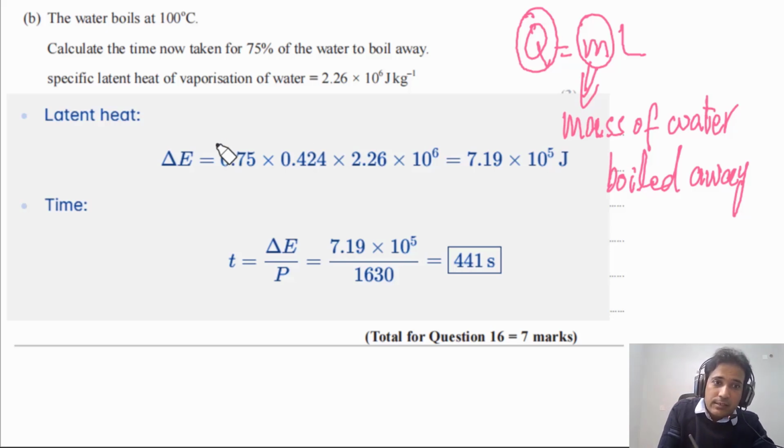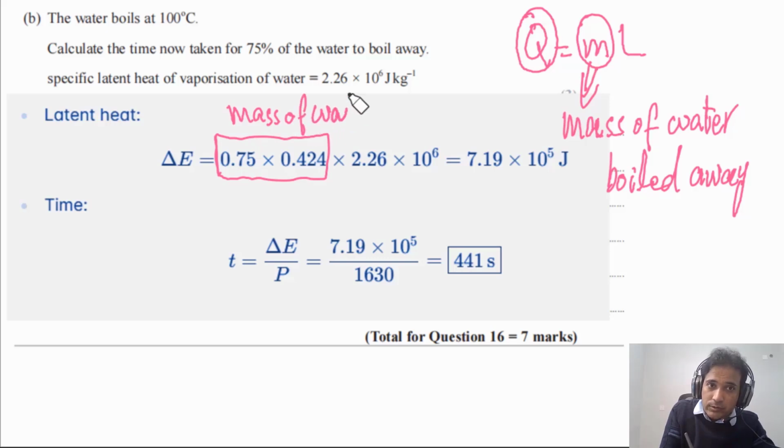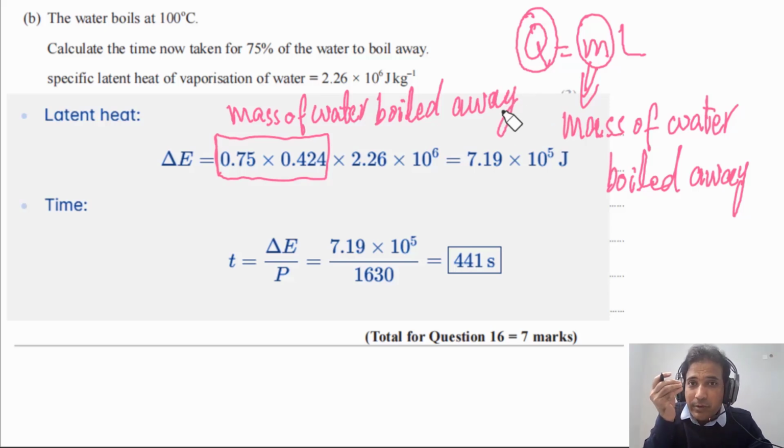So this is what this one is representing: mass of water boiled away. So this question can be asked in a different way next time. If your basic concept is not clear, you don't know what m is representing, of course you will struggle to answer the question.